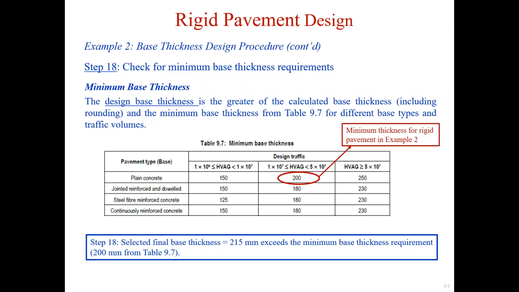Step 18 is to check the minimum base thickness requirements. The design base thickness is the maximum value of the calculated base thickness and the minimum base thickness from table 9.7. So based on previous calculation, the minimum acceptable base thickness for this rigid pavement design is 250 millimeters. The minimum base thickness from table 9.7 is 200 millimeters. So the maximum of both values is 215 millimeters, which is the final base thickness.